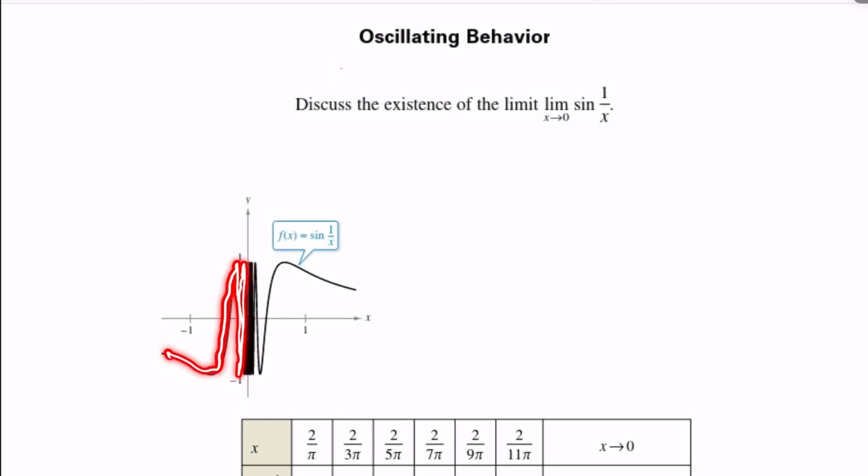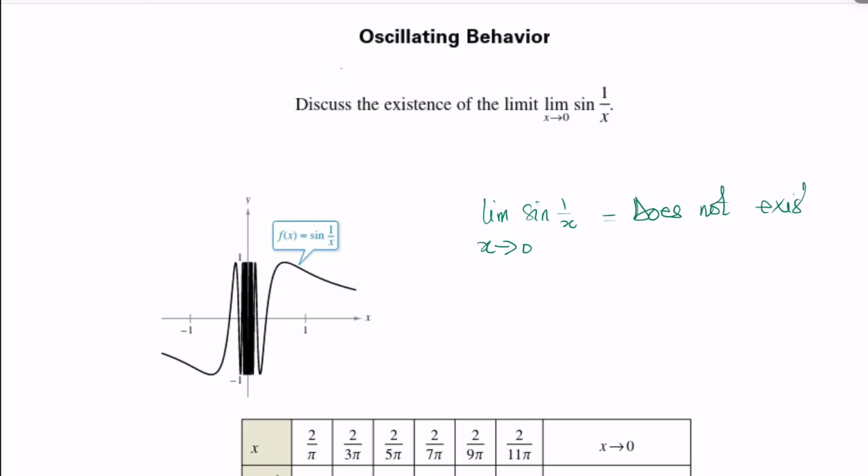So we don't have a specific value that we can pinpoint this limit to. As a result of that, we say that the limit of sine 1 over x as x approaches 0 does not exist. Why? Because it's oscillating between -1 and 1.